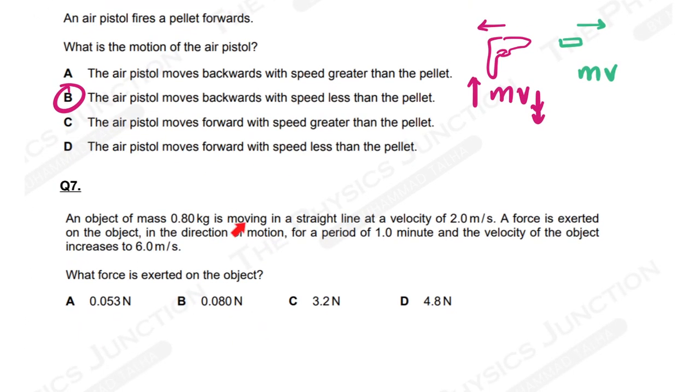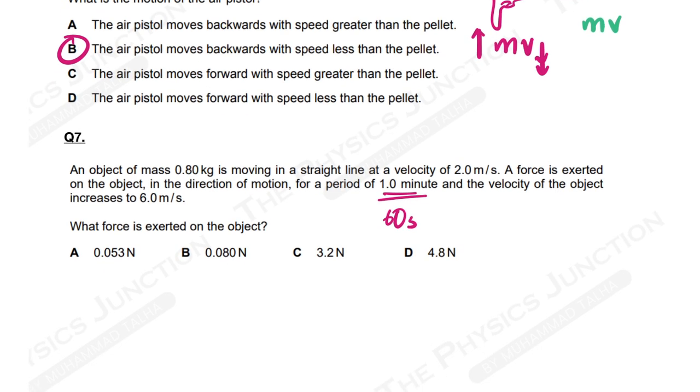An object of mass 0.8 kg is moving in a straight line at a velocity of 2 meters per second. Force is exerted on the object in the direction of motion for a period of 1 minute. It's not an SI unit, so this is 60 seconds. And the velocity of the object increases to 6. What is the force exerted on the object?